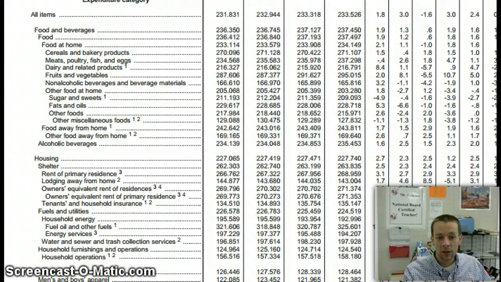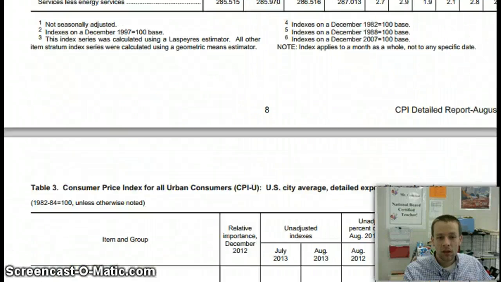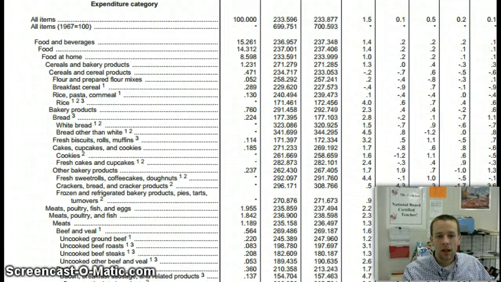Here's food and beverages, energy. All right, so here we go. Notice that we're very specific about this because we're trying to get a representative snapshot, so we want to make sure we cover all of our bases and cover anything that a typical urban family might buy.